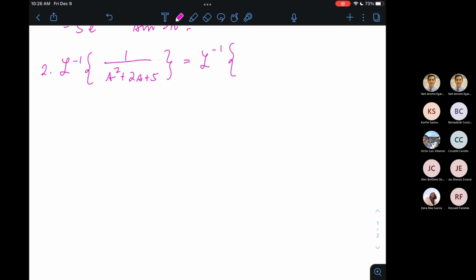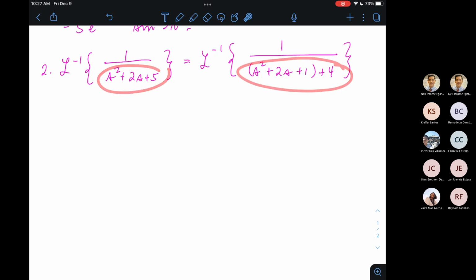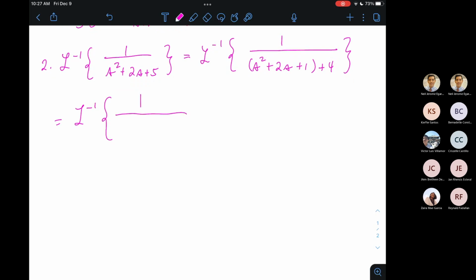Inverse Laplace transform ng 1 over s squared plus 2s. I'll get half of the middle term. Half of it is 1. Square that. That's going to be our completing term. So I should have a plus 1 here. That's my first group. But to maintain equality with the original denominator, I need to supply the missing 4. Para pag sinimplify ko ito, papalik lang ako rito. Right? Then I'll do the factorization. This would be the inverse Laplace transform of 1 over s plus 1, quantity squared, plus 4.